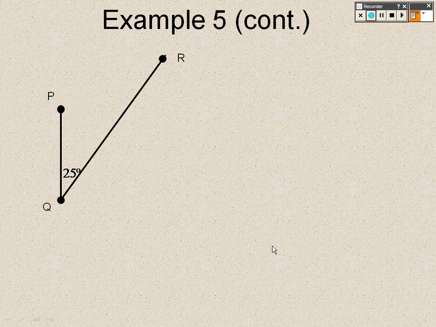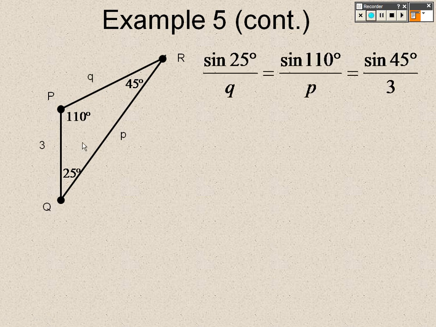Alright, let me just have our triangle all out for us. Okay, so I need to figure out what those are. So it's sine of 25 over Q, which I don't know, sine of 110 over P, which I don't know, sine of 45 over 3. Because this has two items in, that's the one that I need to use. So I need to find out what P is, I need to find out what Q is.